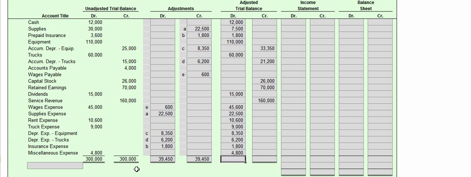Okay, now we'll total our adjusted trial balance columns. Here's where we really wish we could use the sum function, but we can't. So we're going to say equals, we're just going to add these together. See if this will work. I'm going to try it.